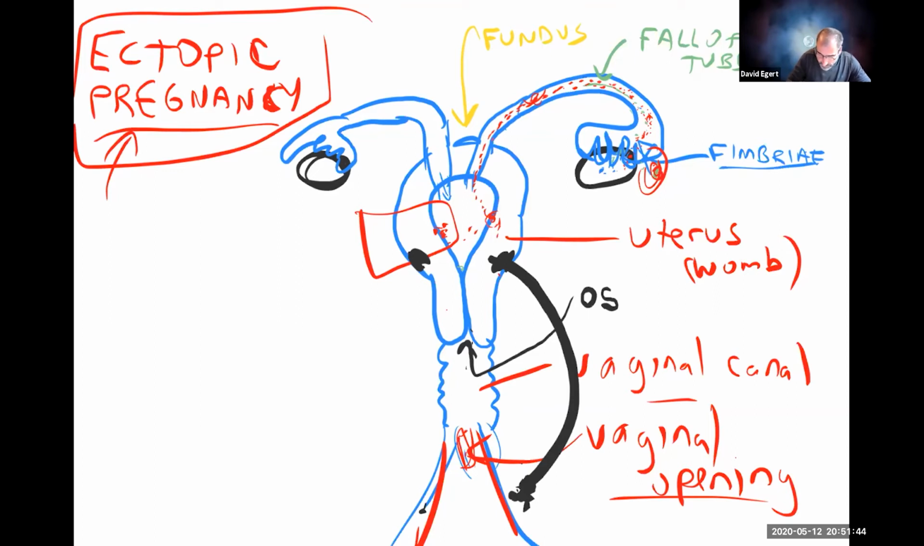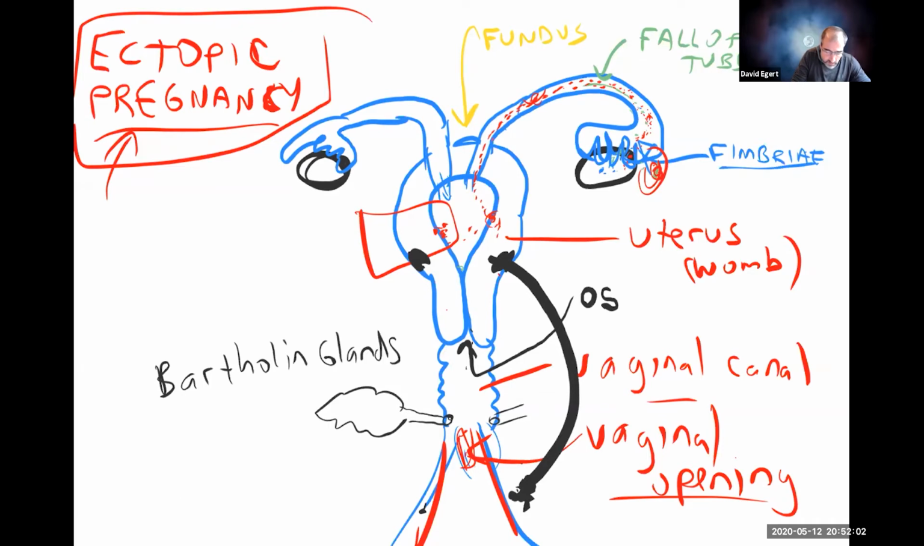So coming in right near the entrance to the vagina, we have what are called the Bartholin glands, also called greater vestibular glands.